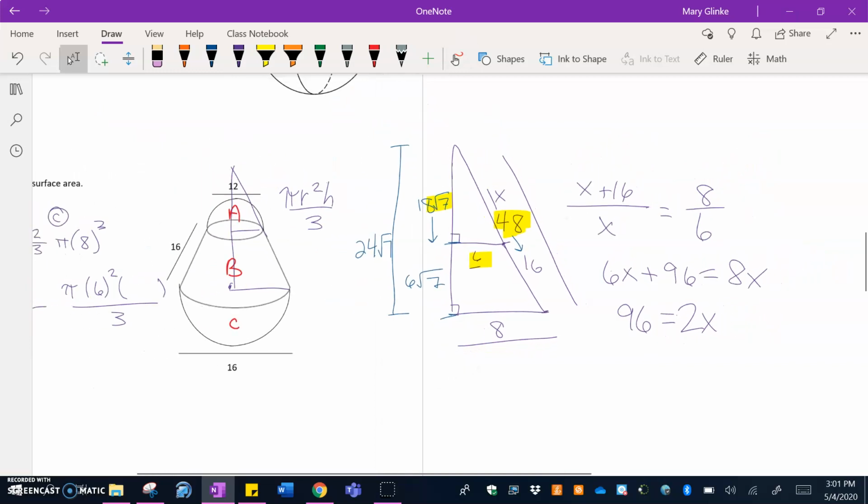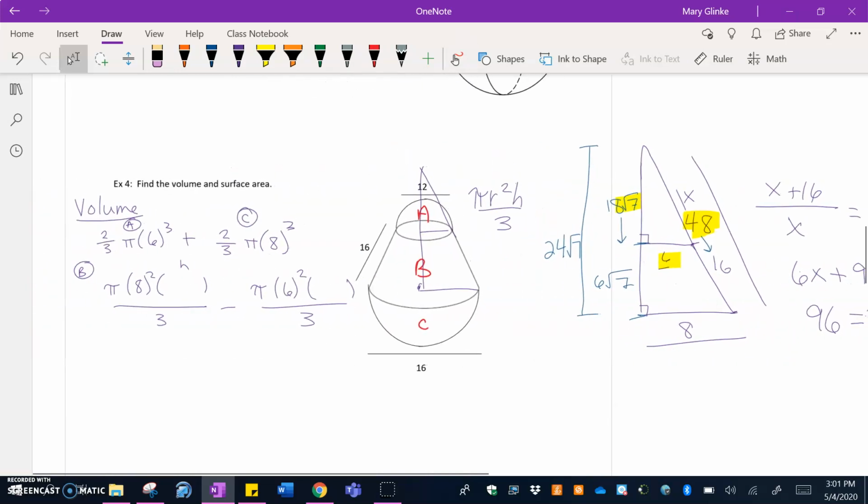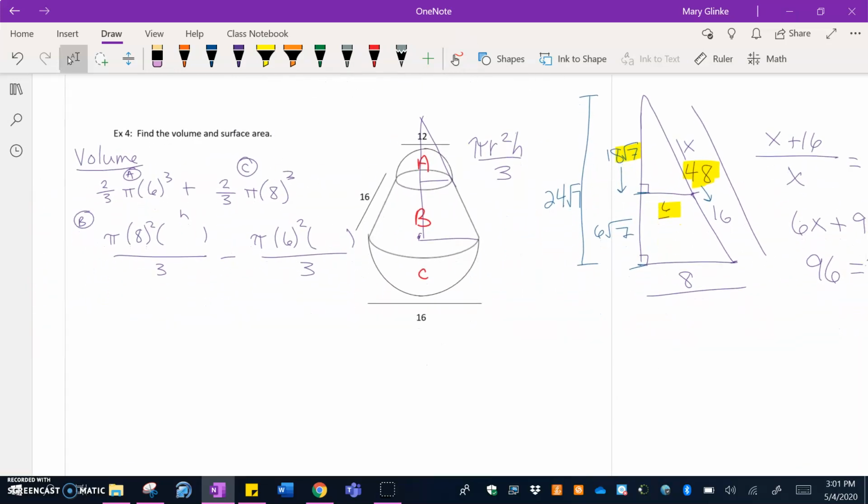Okay, so now I'm going to zoom back out and over here a little bit. So to find the volume, once again, we did the part A, part C, and we're trying to find the volume of part B by doing the volume of the larger cone minus the volume of the smaller cone. We used similar triangles to find the height of the larger cone to be 24 root 7. And then we also found the height of the smaller cone to be 18 root 7.